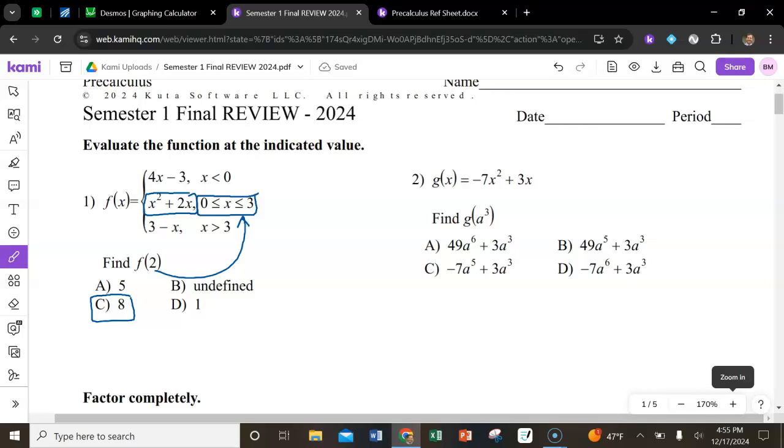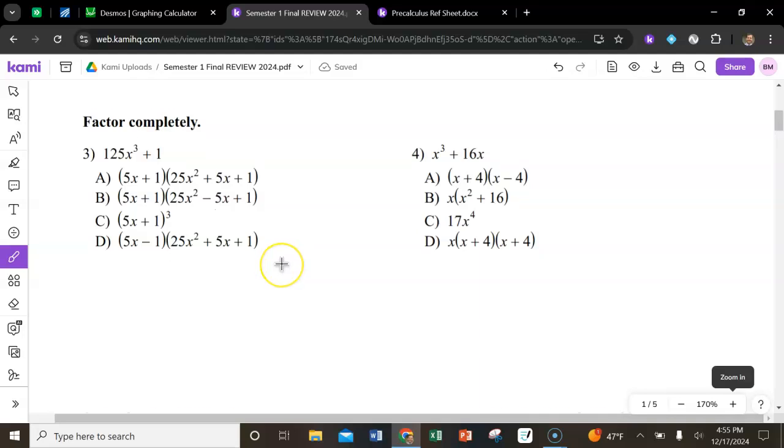Number 2, you're plugging in a cubed, so that would say negative 7 times a cubed squared plus 3a cubed. Really, the only question here is, what do I do with these exponents? And the answer to that is multiply them, so the answer is D.